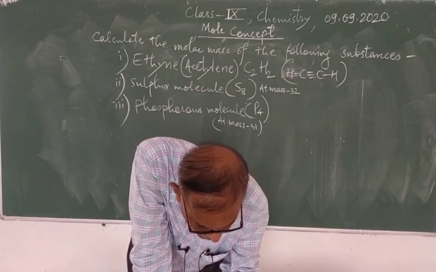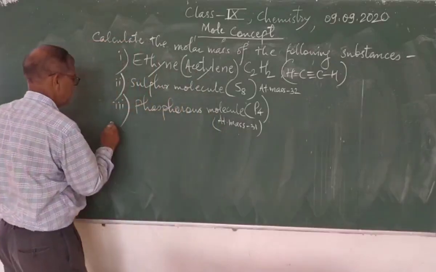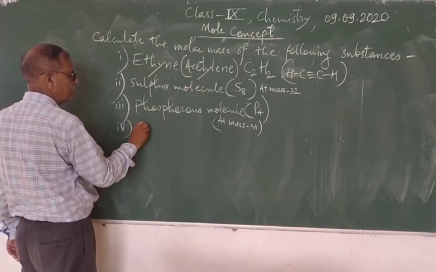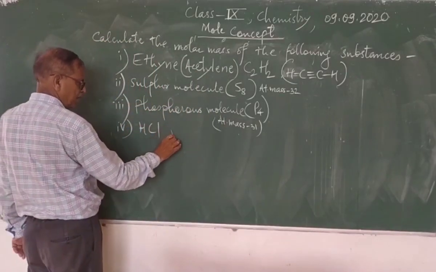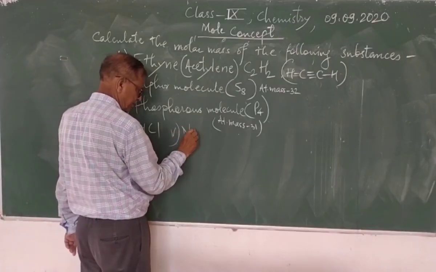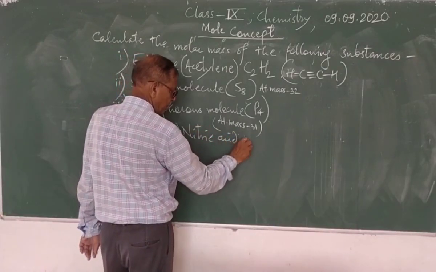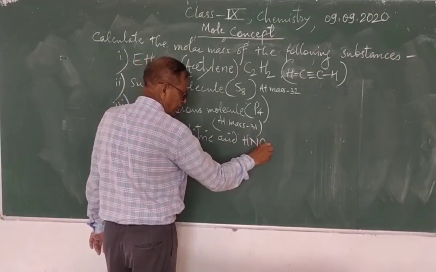Then the D, hydrochloric acid, and number 5th, nitric acid. Nitric acid formula HNO3.